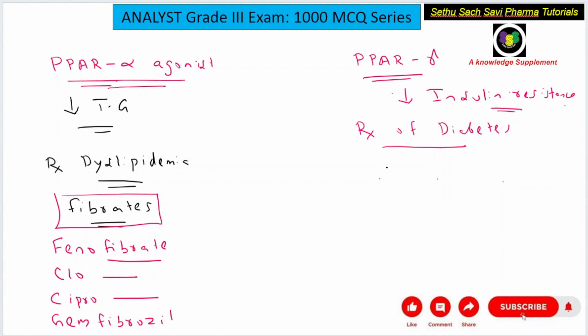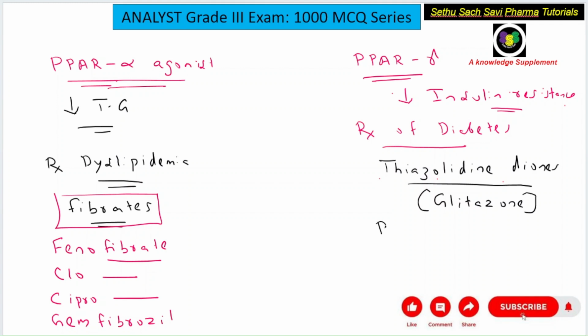So is there any drug which can stimulate PPAR gamma and decrease insulin resistance? Yes, you have studied the thiazolidinedione group of drugs. They are a class of drugs which act by stimulating PPAR gamma, and it can decrease insulin resistance. Therefore, they are used in the treatment of diabetes. So thiazolidinediones, you know that the name of the drug ends with glitazone.